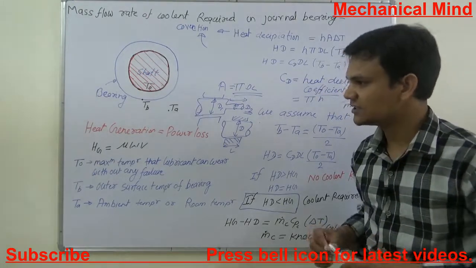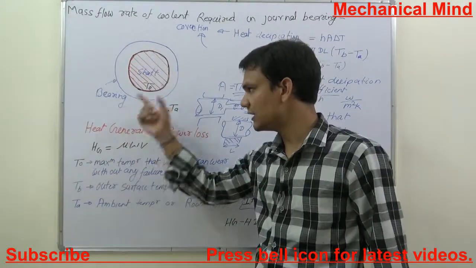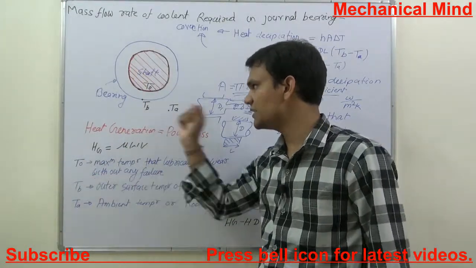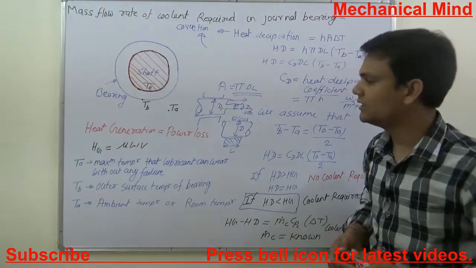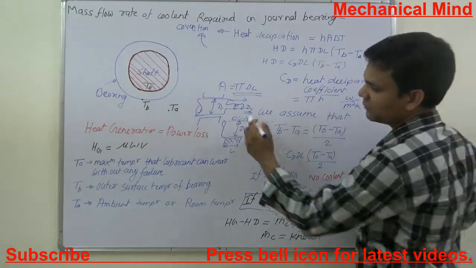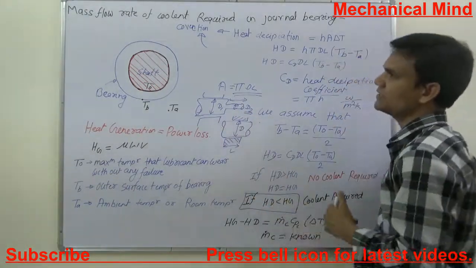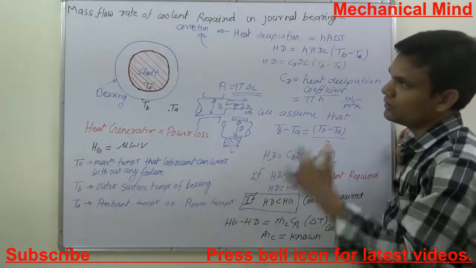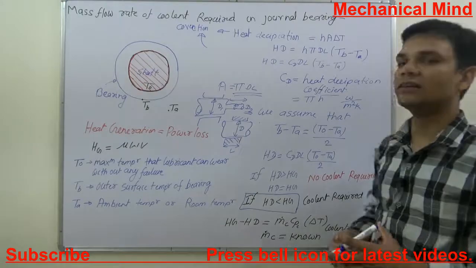So the main reason for the power loss is friction. T0 is the maximum temperature of the lubricant that it can bear. TB is the outer peripheral temperature of the bearing, and TA is the atmospheric temperature. The part of the shaft which is inside the bearing is known as the journal. So these are some basic things. So this is about the mass flow rate of coolant required in a journal bearing.